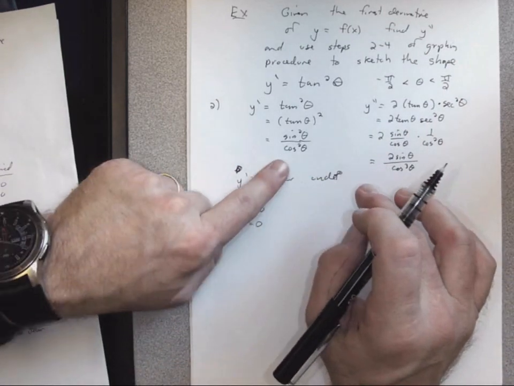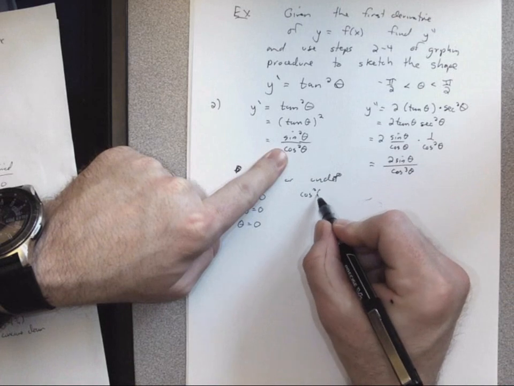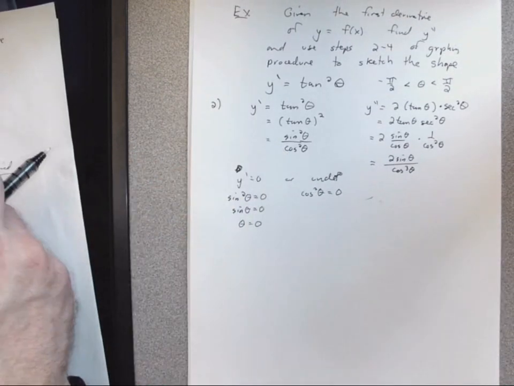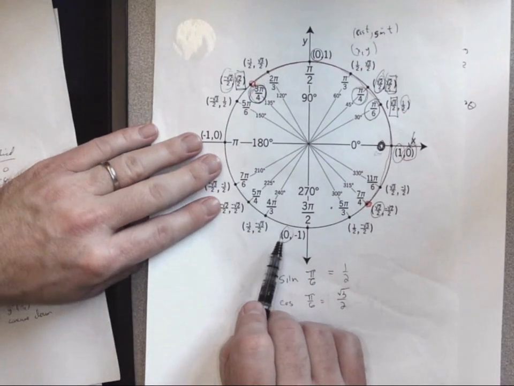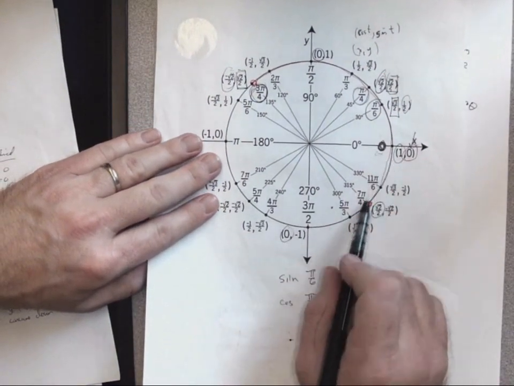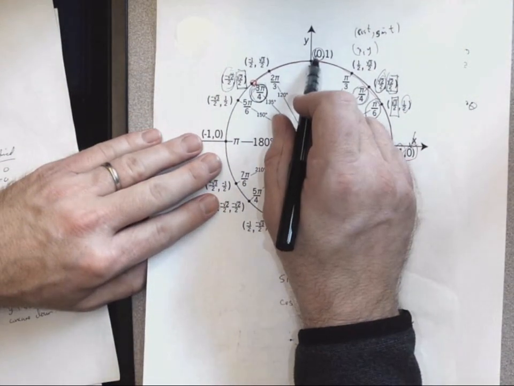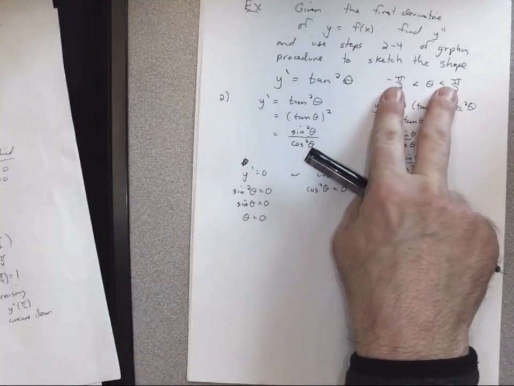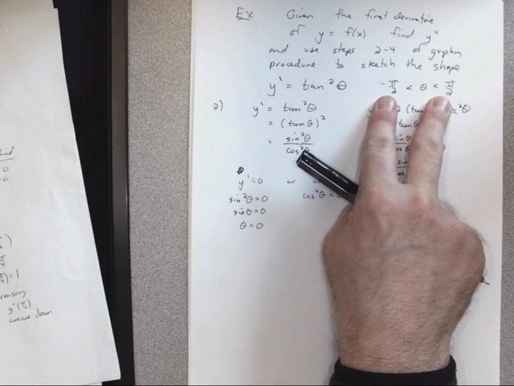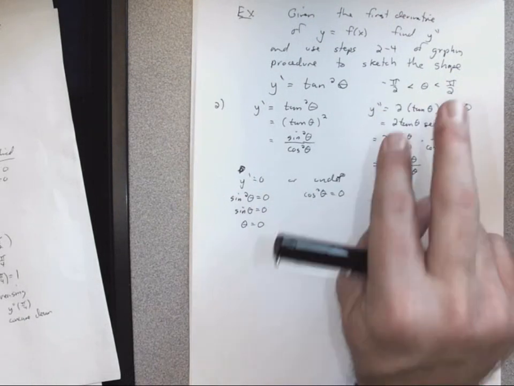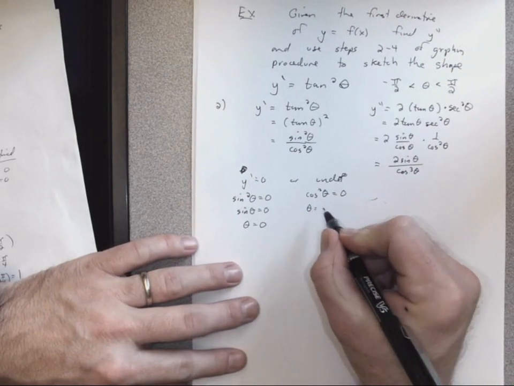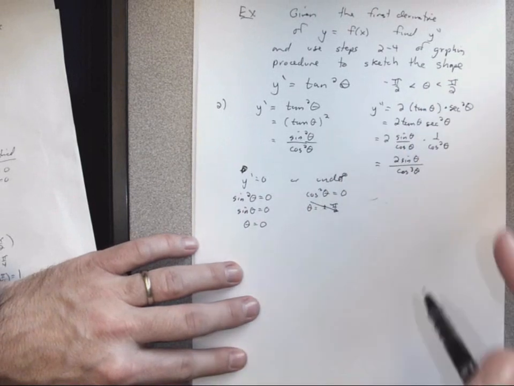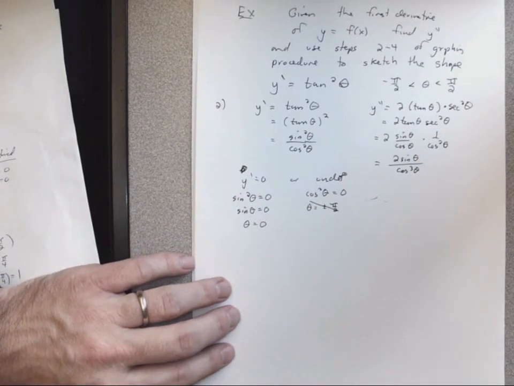Now, it would be undefined when the cosine squared of theta is equal to 0. And the cosine is equal to 0 at negative pi over 2 and also positive pi over 2, but they're not in our interval. These are open here. So theta is equal to plus or minus pi over 2, but it's not in our interval, so I don't have to worry about it.